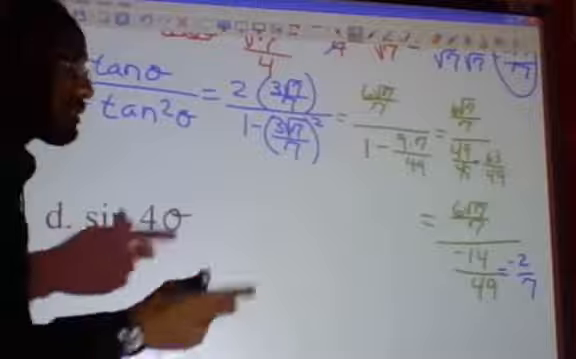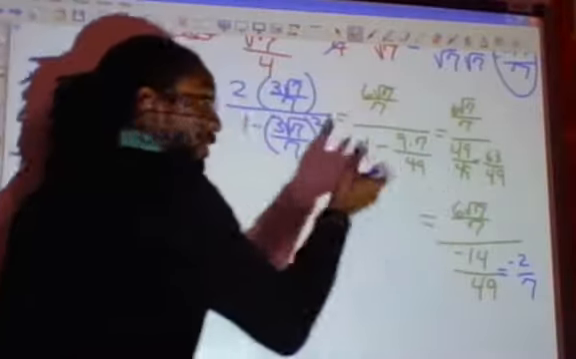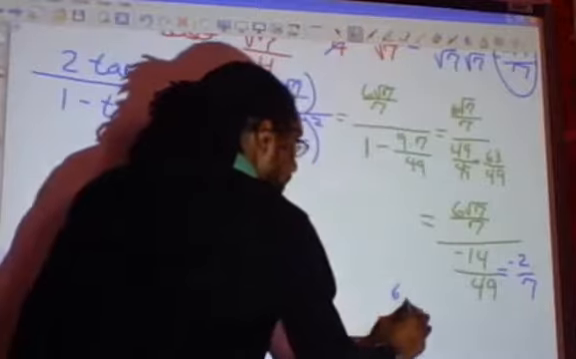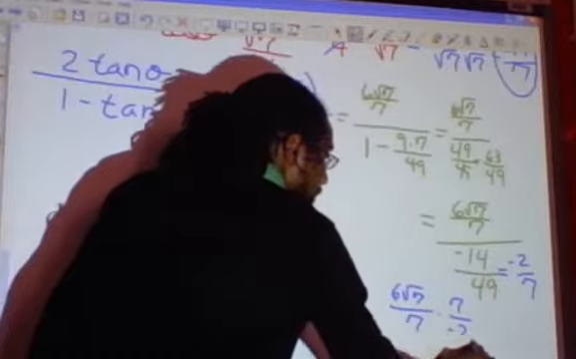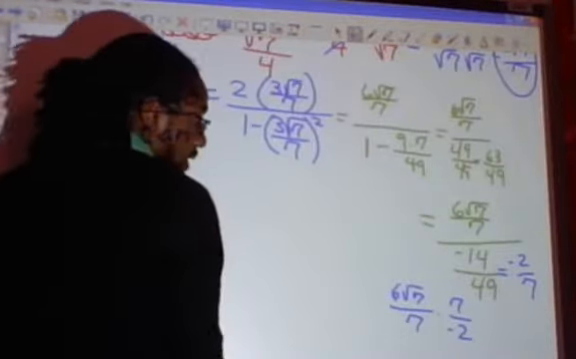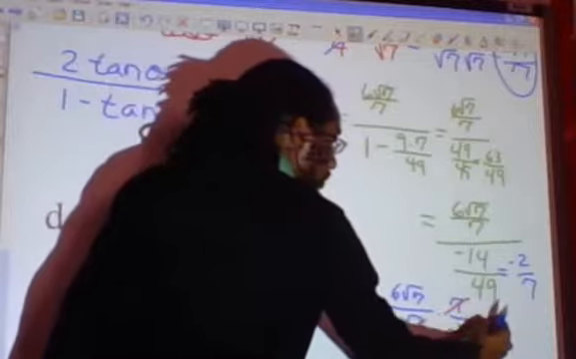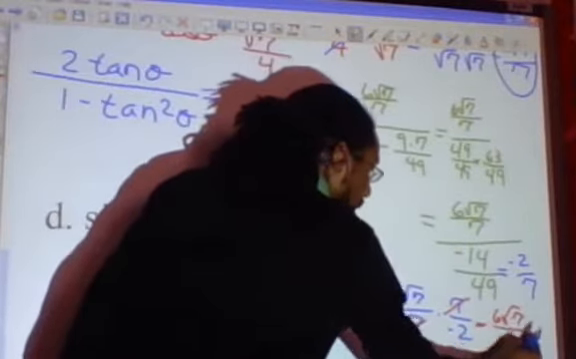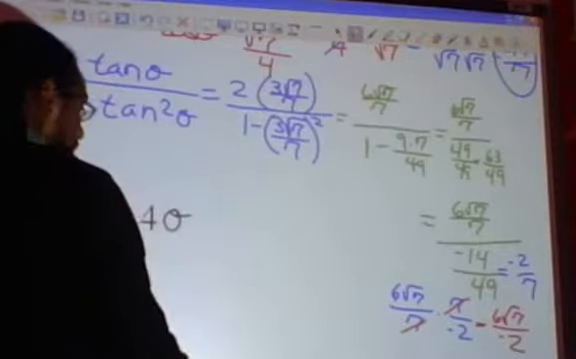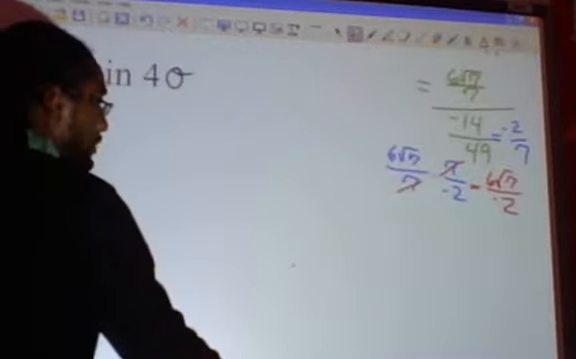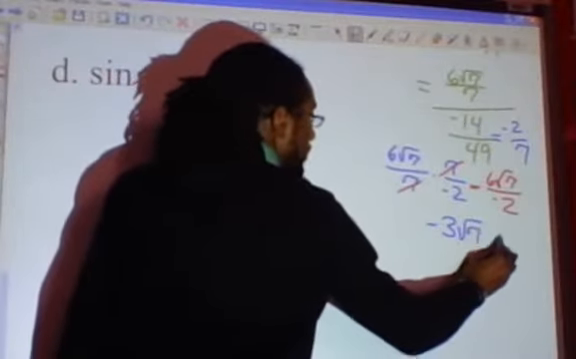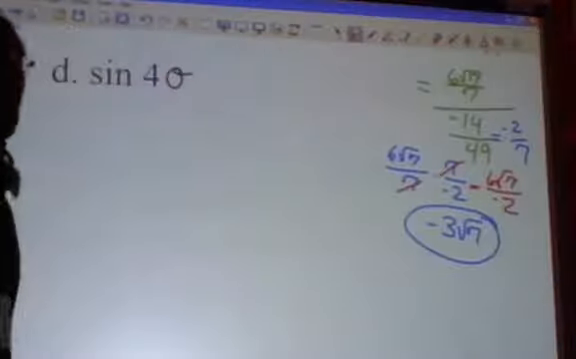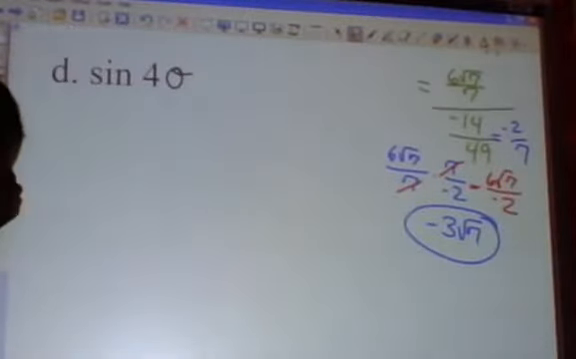With that, we can go ahead and simplify that fraction as a whole, the fraction over a fraction. So we'll have 6 square roots of 7 over 7 times 7 over negative 2. And here, the 7's cancel. We're left with 6 square roots of 7 over negative 2. If we finish that up and simplify everything down, that will give us negative 3 square roots of 7. That's tangent 2 theta. So it's pretty simple, very easy.